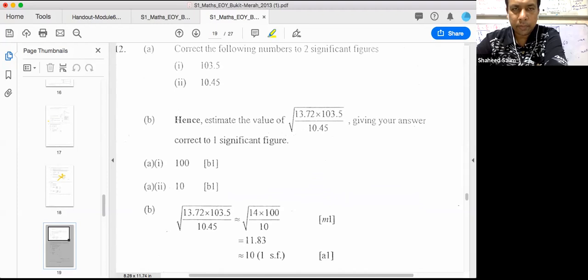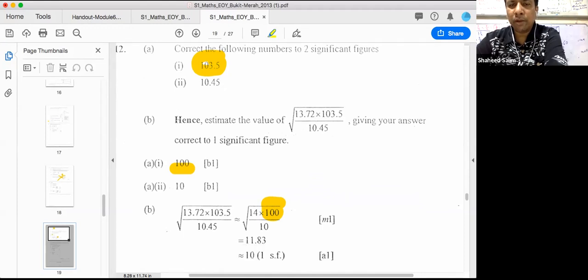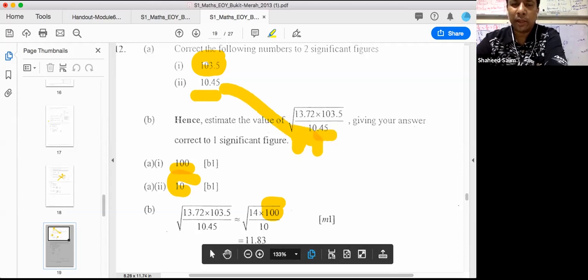Down here, can you see this one? Just now you said the answer is 100, right? So you have to use this 100 here. The square root of 100 equals 10, since 10 times 10 is 100. Or you can use a calculator, no problem. The next one is 10.45. You replace it down here and estimate by replacing it here. This one becomes 10, then this one 14.